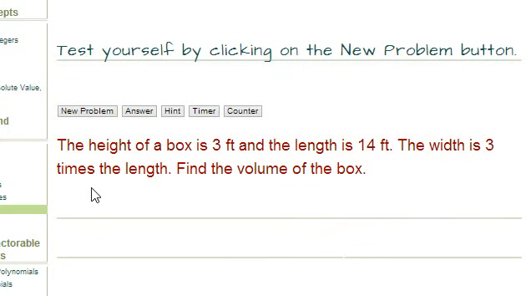Alright, let's see what we've got going on in this problem. The height of a box is 3 feet and the length is 14 feet. The width is 3 times the length. Find the volume of the box. Alright, so there's going to be a formula that we're going to use. I've got to remember these numbers: 3 feet and 14 feet.